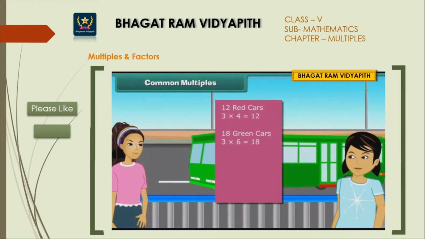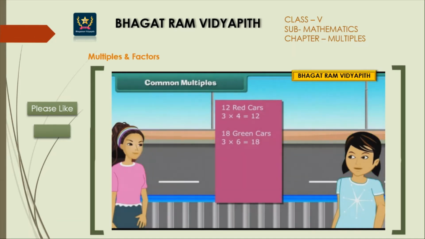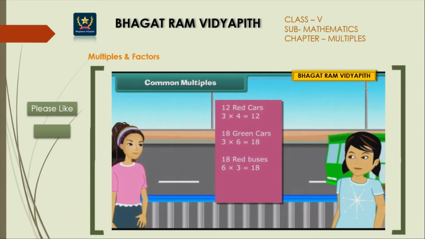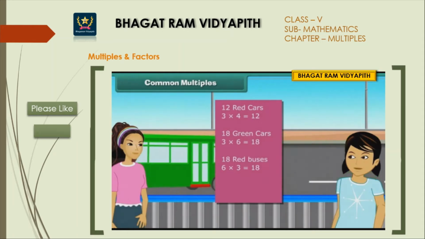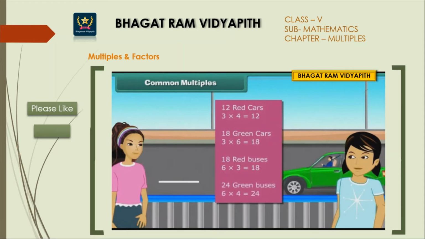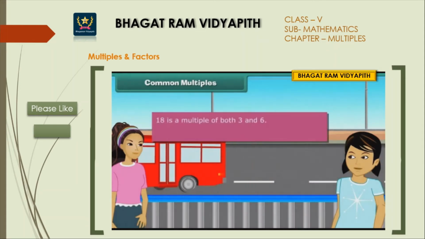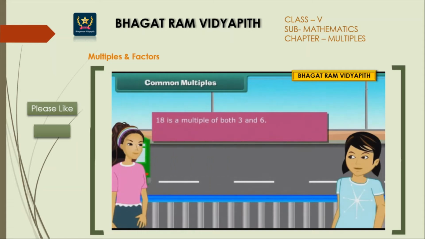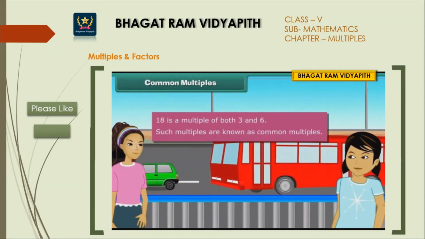Prerna observes 18 red buses and 24 green buses. She expresses them as 6 multiplied by 3 is equal to 18, and 6 multiplied by 4 is equal to 24. 18 is a multiple of both 3 and 6. Such multiples are known as common multiples.